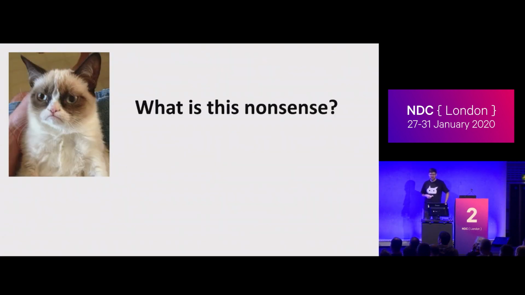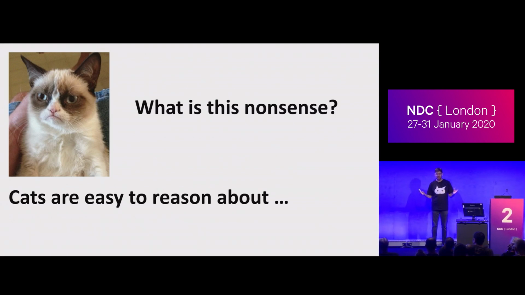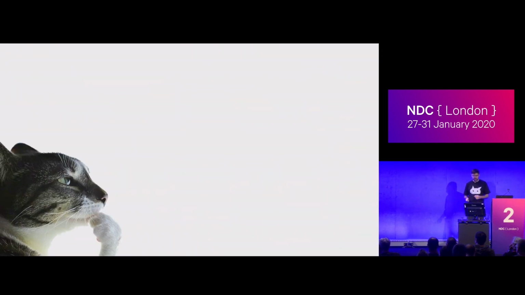But I'm here to talk to you about cats. So what is this nonsense? Well, the thing is that cats are quite easy to reason about. We know what the boundaries of a cat look like. But when we're at work, these mental models we're inventing of the problems we're facing are not that easy to reason about. It's difficult to see where the boundaries are. So this nonsense is about maybe if we look at some of the problems with cats, we can more easily see where they've gone wrong.